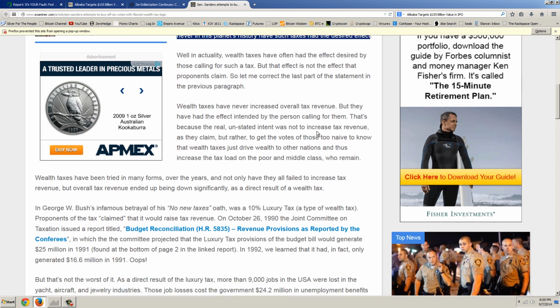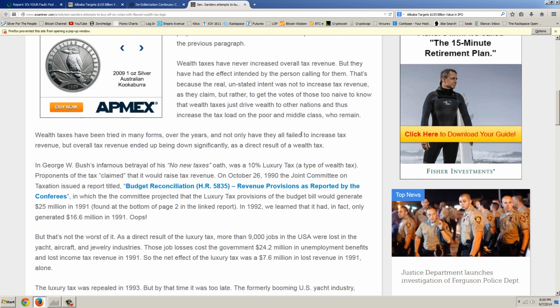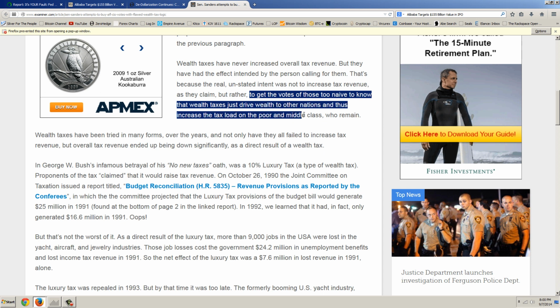So let me correct the last part of the statement in the previous paragraph. Wealth taxes have never increased overall tax revenue, but they have had the effect intended by the person calling for them. That's because the real unstated intent was not to increase tax revenue, as they claim, but rather to get the votes of those too naive to know that wealth taxes just drive wealth to other nations and thus increase the tax load on the poor and middle class who remain. And that's the absolute truth.